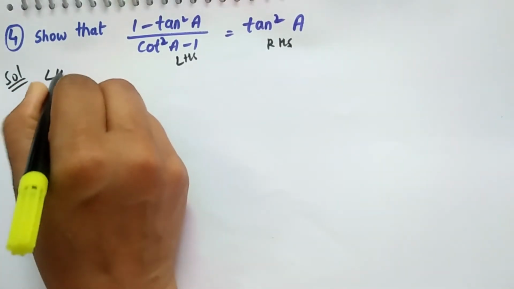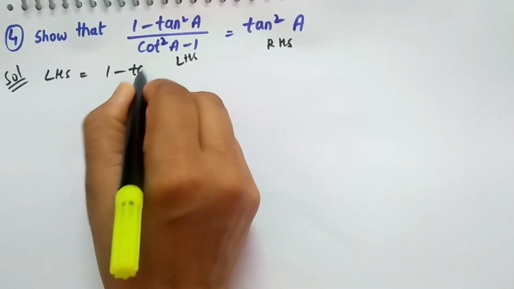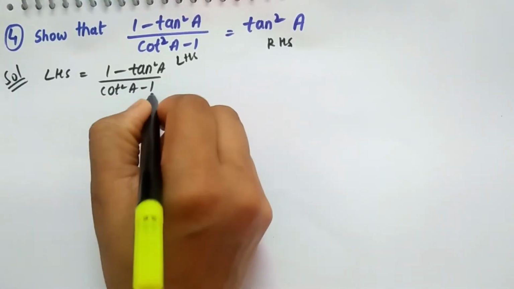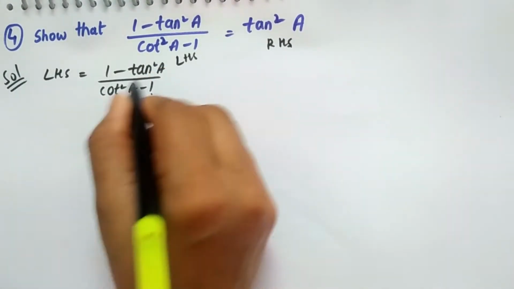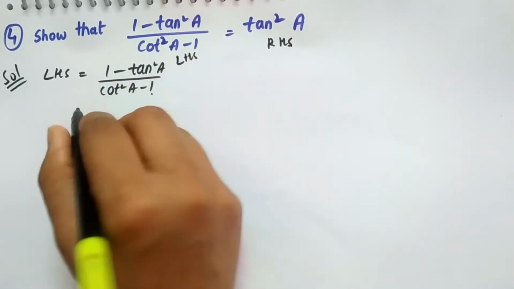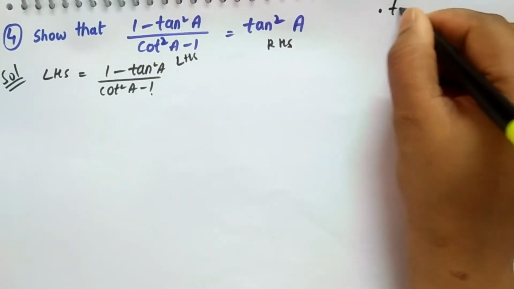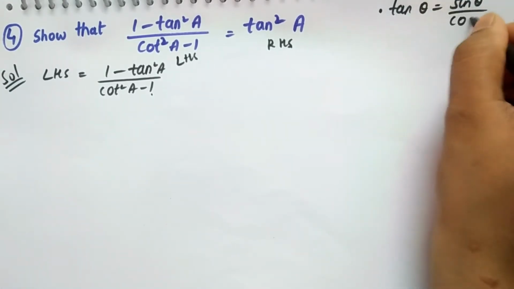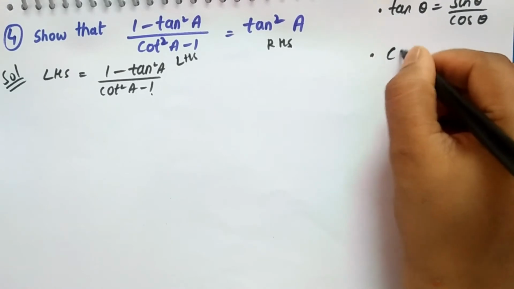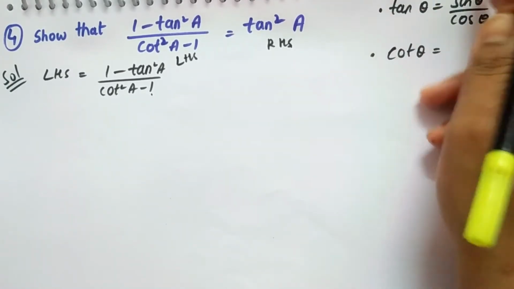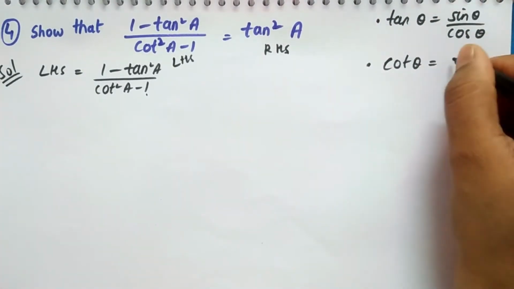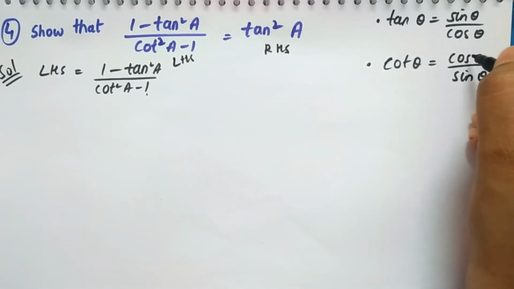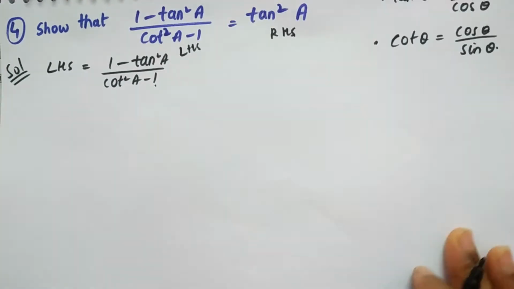Let's start with it. LHS is equal to 1 minus tan square a divided by cot square a minus 1, right? We're just copying the question. Now what are we doing? We are substituting the values of tan and cot. What is the formula for tan theta? It is sine theta divided by cos theta, right? And what is cot theta? It is the inverse of tan, that is nothing but cos theta divided by sine theta.